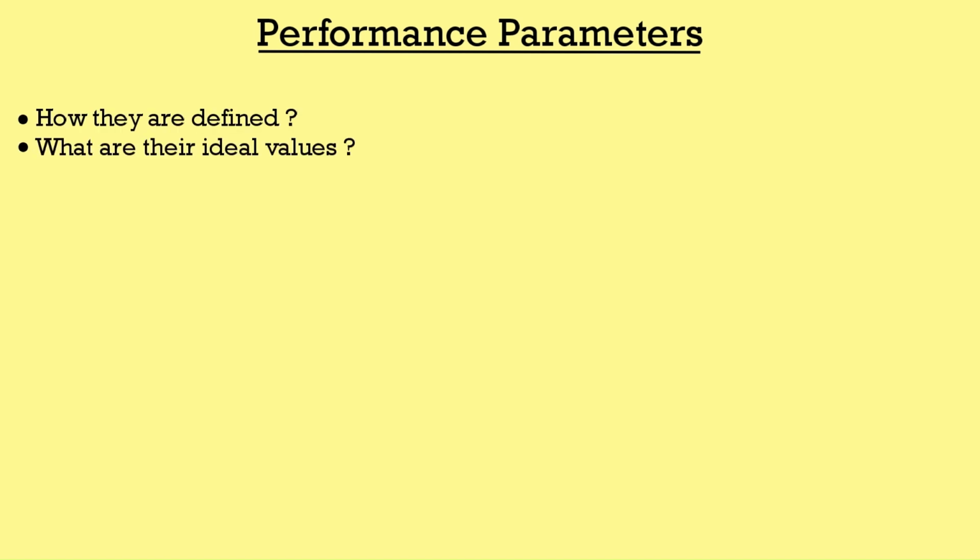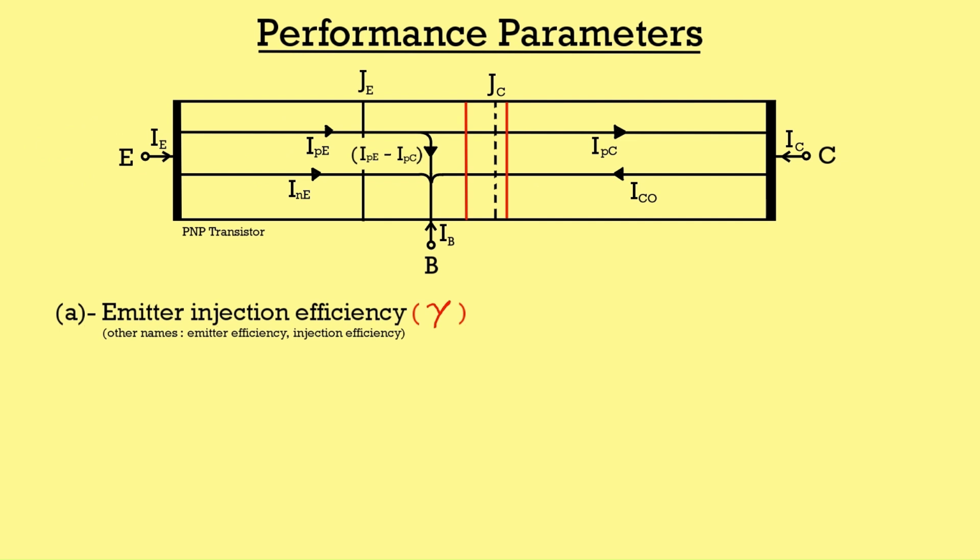In this lecture, we will see some performance parameters of BJT. We are going to focus on how these are defined, what is their ideal value, and how their value can be improved. That's all you should know about these parameters. Let's start with emitter injection efficiency.